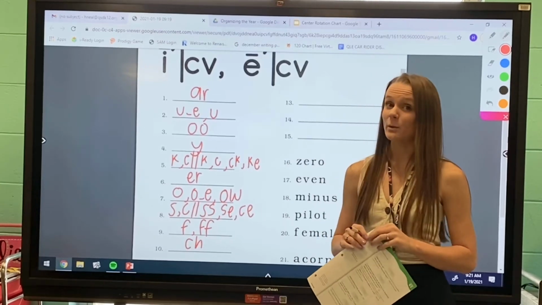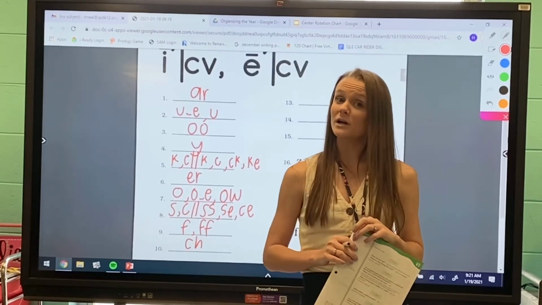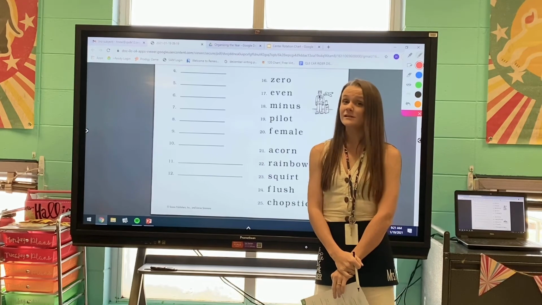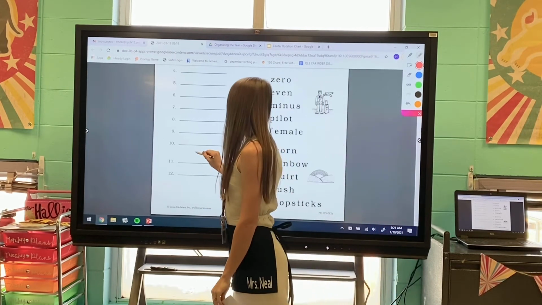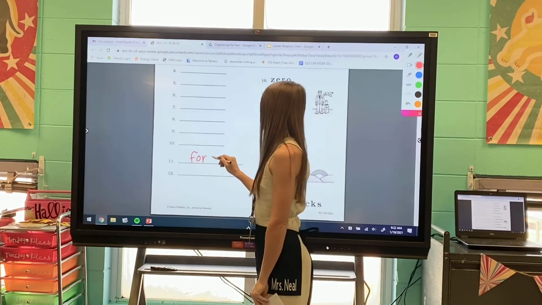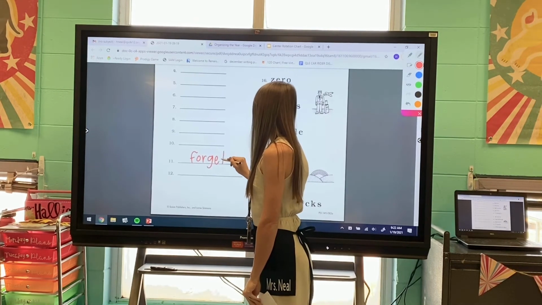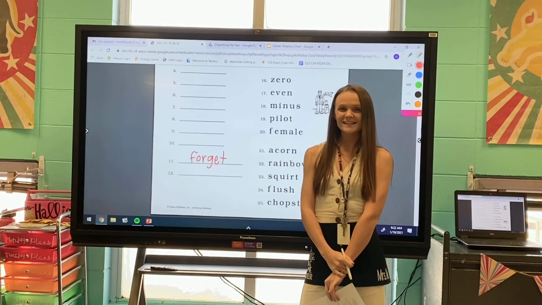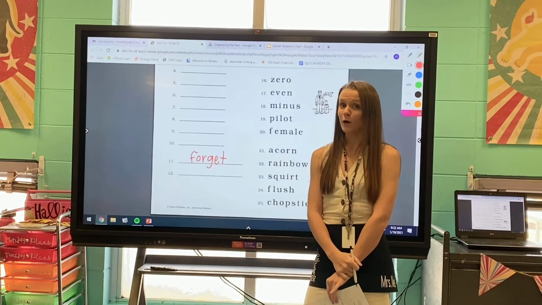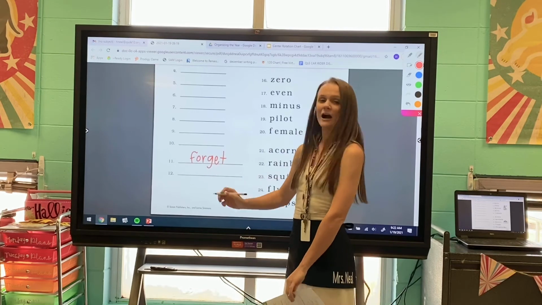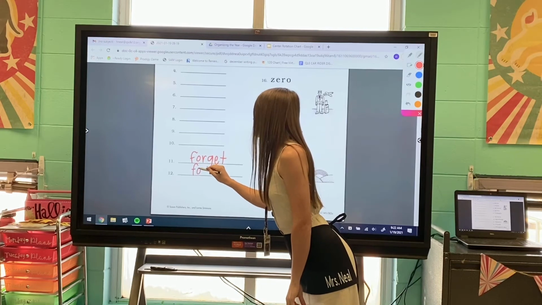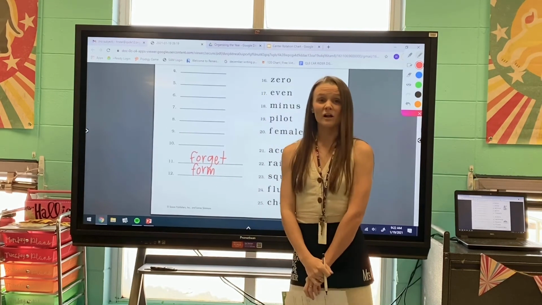Excellent job, friends. Let's jump on down to numbers 11 and 12 and practice spelling some words. For number 11, we're going to spell the word forget. Forget. So let's start by writing the word for. For. Now we're writing get. G-et. To spell the word forget. Excellent. For number 12, we're going to spell the word form. Form. This also has one of those bossy R combinations in it. Form. So I hear or, to spell the word form.